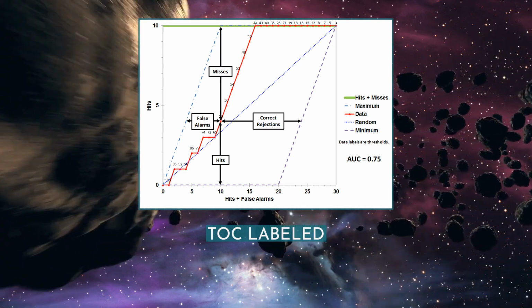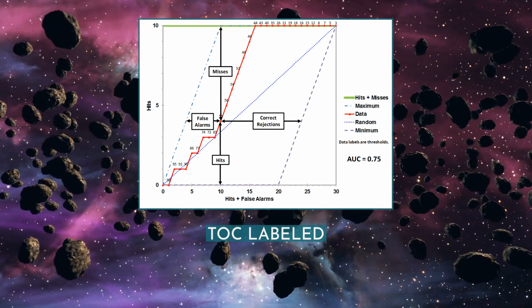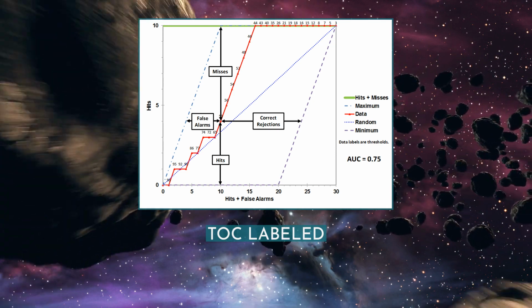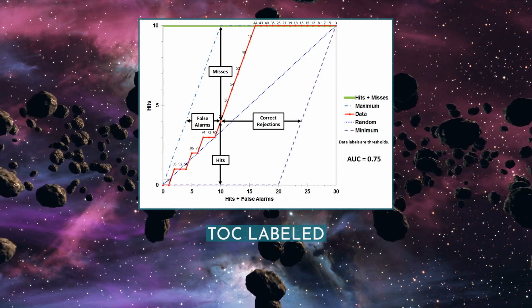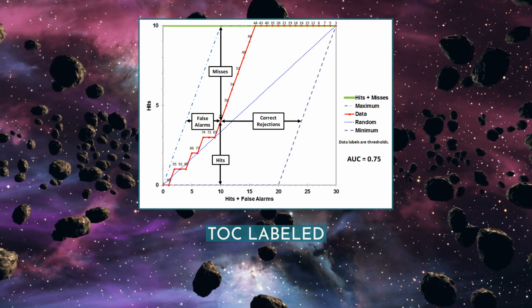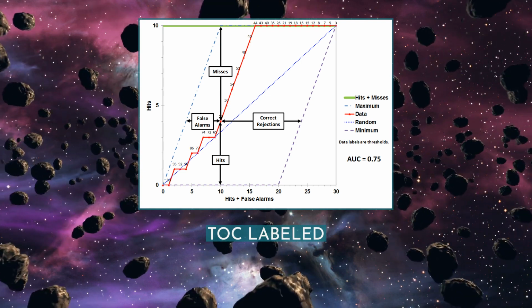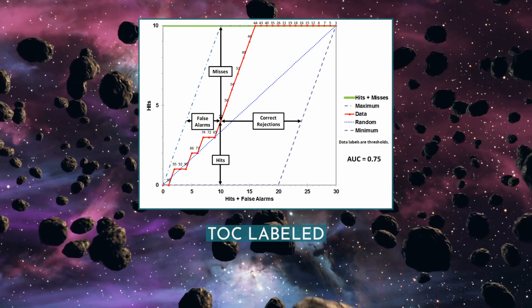TOC curves also show the threshold at which the diagnosed amount of presence matches the Boolean amount of presence, which is the threshold point that lies directly under the point where the maximum line meets the hits-misses line, as the TOC curve on the left illustrates.